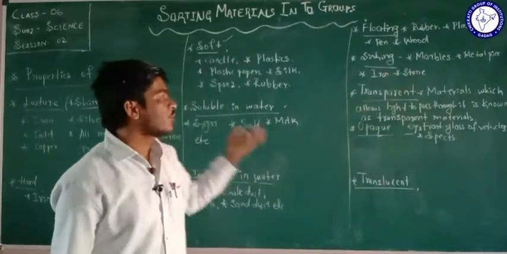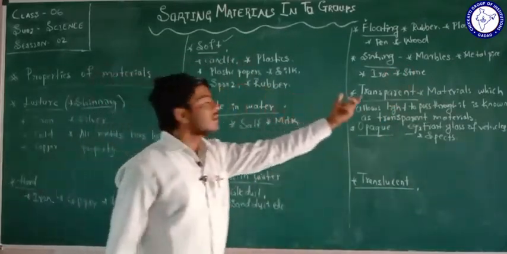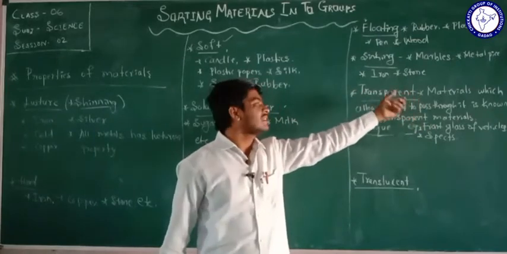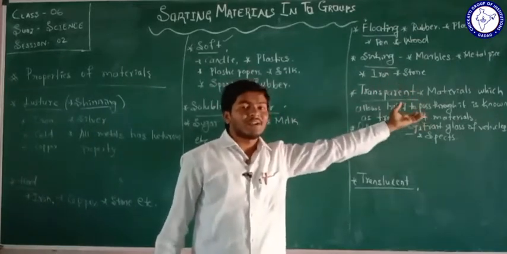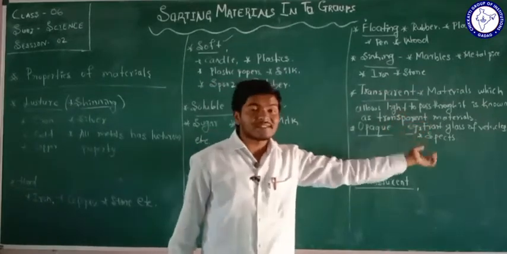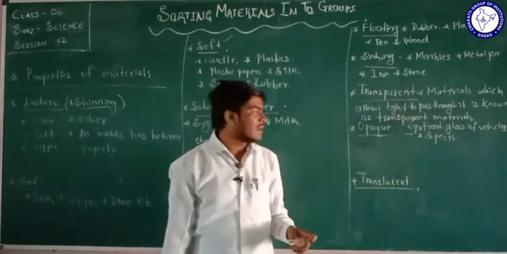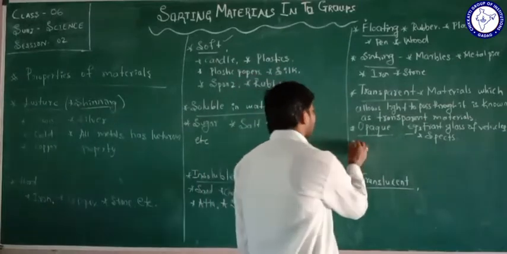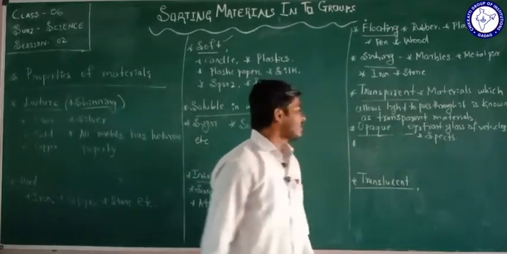So we can group the materials based on another characteristic of the material, which is called transparent. The front glass of any vehicle or the specs are very transparent materials. Next I am taking another characteristic of the materials here, that is nothing but opaque.